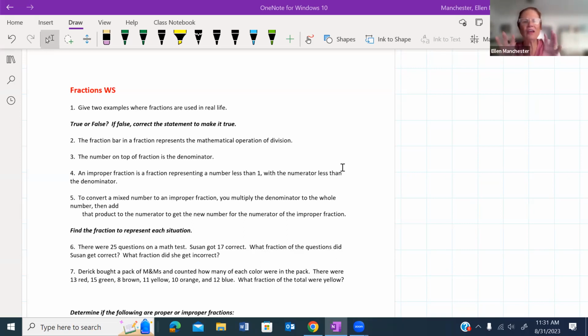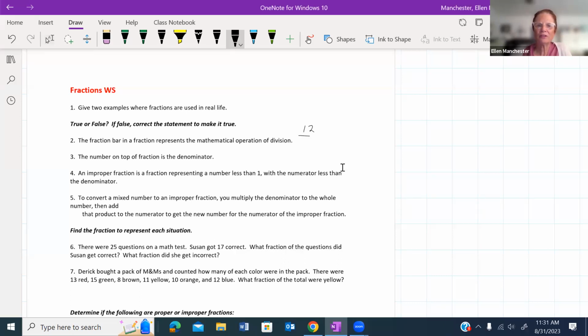So you can tell that fractions and decimals kind of go hand in hand, right? A fraction is just another way to write a decimal. A decimal is just another way to write a fraction. So the fraction bar definitely represents division. That's what the fraction bar is.